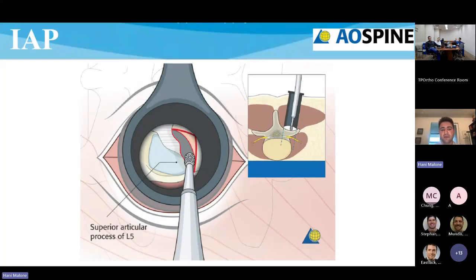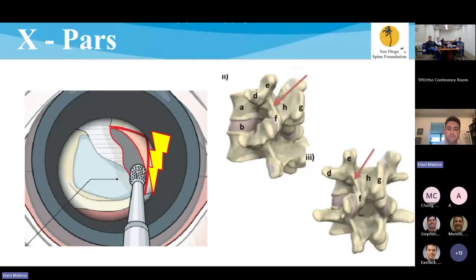So you're drilling, you're getting that IAP off. Usually once you start to come lateral, you'll feel it give and it'll be loose. This is the part where I think it's a little bit more challenging than others.